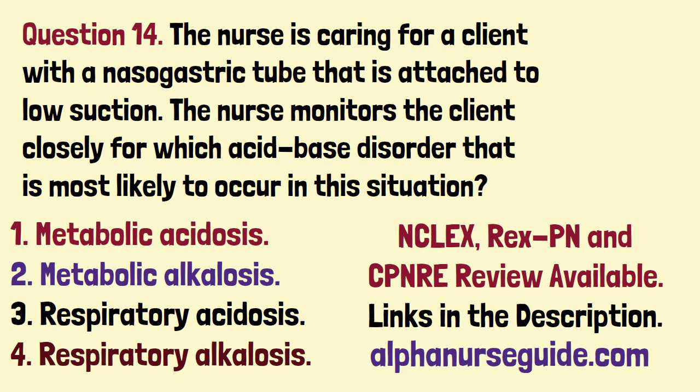The correct answer is 2. Metabolic alkalosis. Rationale: the loss of gastric fluid via nasogastric suction or vomiting causes a metabolic condition. This also results in an alkalotic condition due to loss of hydrochloric acid through gastrointestinal fluid losses. Also, the options denoting a respiratory problem, respiratory acidosis and respiratory alkalosis, can be easily eliminated.